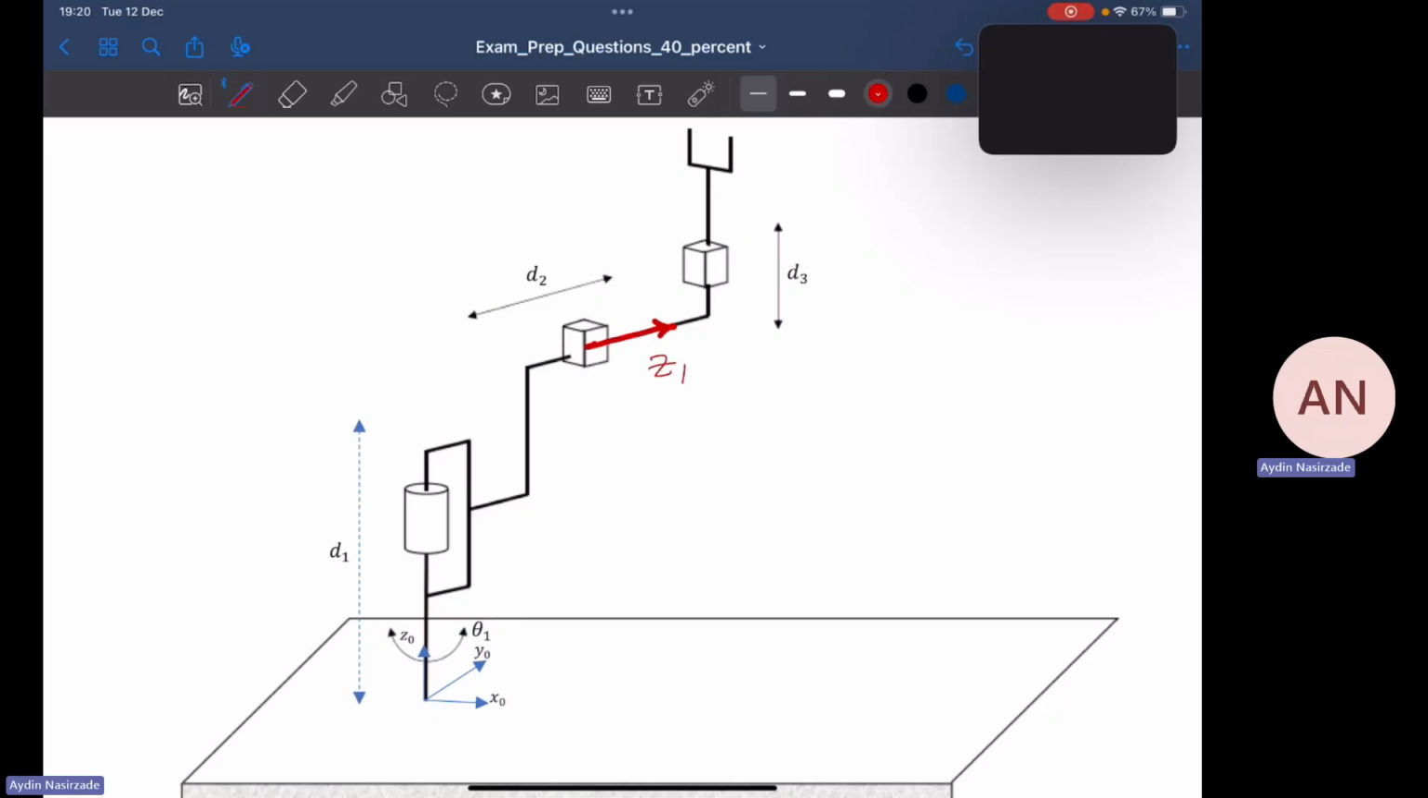Now I know that x1 should be perpendicular to both z1 and z0. But as you can see, there is no way that I can actually draw an axis that is perpendicular to both of these z1 and z0 axes. That's why we are supposed to slide this frame towards the left. I decide that the origin of this frame is not here but here.